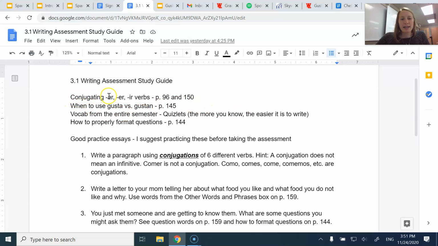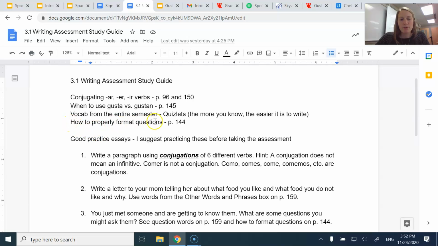Please study conjugating AR, ER, and IR verbs. That is on page 96 and page 150. Please study when to use gusta versus gustan. That's what we just went over today. You can see page 145. If you study your vocab from the entire semester, that's going to help you so much in your writing because you won't have to think, oh, what page do I need to look up how to say, to drink. You'll just know. Say, oh, beber. Like I said, the more you know, it's easier to write.